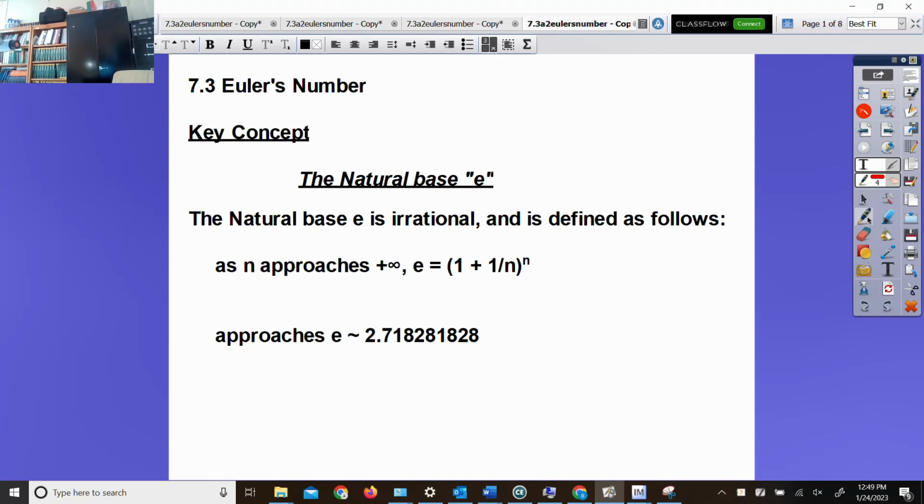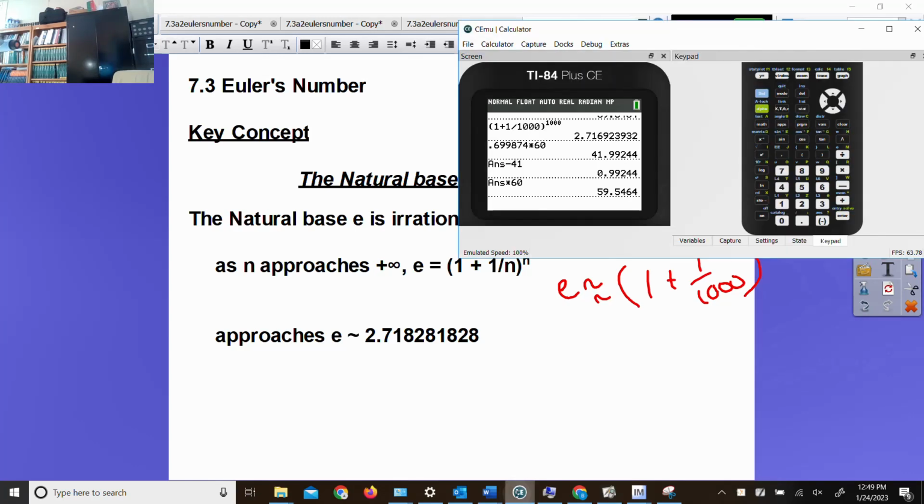So if you think that E is about 1 plus 1 over 1,000 to the 1,000th power, you just type that in the calculator, and it will give you an approximation of E. That's what Euler defined it to be, by the way, and that's what it is.